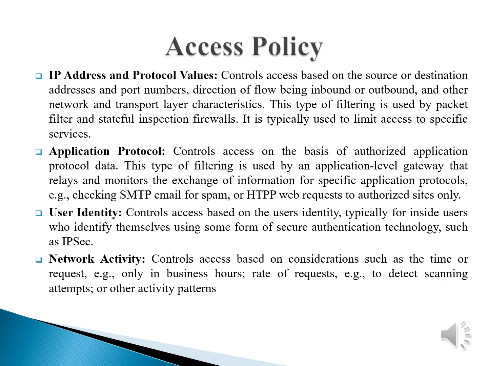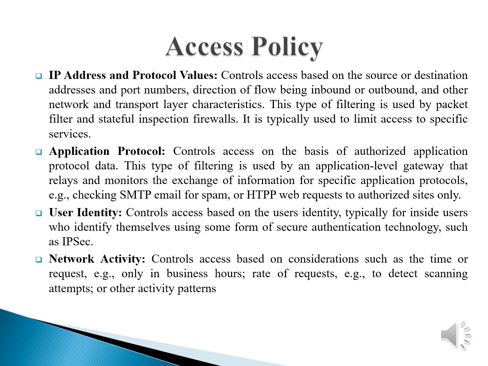The firewall access policies are IP address and protocol values, application protocols, user identity, and network activity. In case of IP address and protocol values, it controls access based on the source or destination addresses and port numbers, direction of flow being inbound or outbound, and other network and transport layer characteristics. This type of filtering is used by packet filter and stateful inspection firewall. It is typically used to limit access to specific services.